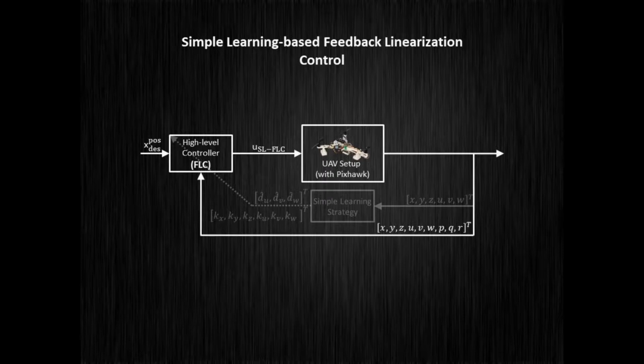Now, to make the high-level FLC adaptive, the simple learning strategy minimizes the desired closed-loop aerodynamics via the gradient descent method in order to obtain the new adaptation rules and the disturbance estimate. These obtained values are then updated within the feedback control law and the whole process is repeated.